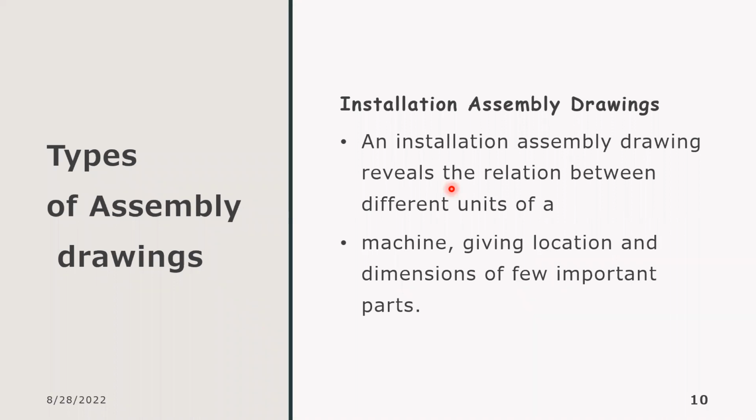We also have installation assembly drawings. So they reveal the relation between different units of a machine. Okay, they not only reveal, but they also give the exact location and the dimensions of a few very important parts of the whole assembly.